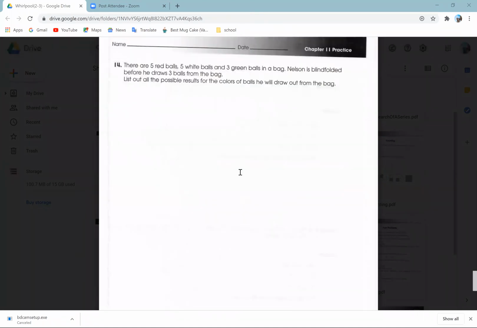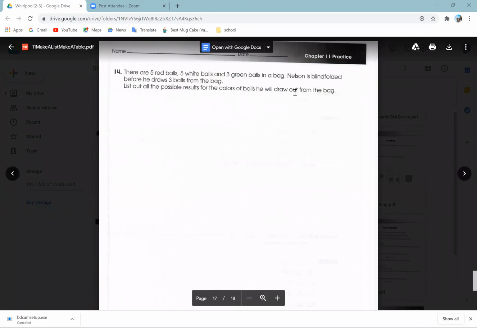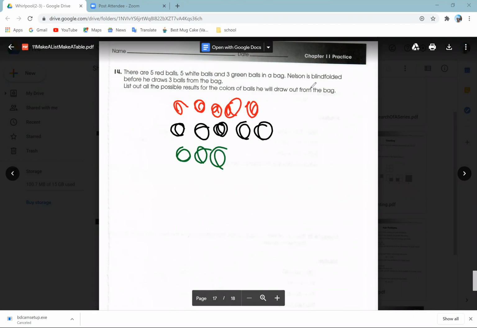And we have 2 more problems left. So 5 red balls, 5 white balls, 3 green balls. Nelson is blindfolded before he picks 3 balls. List all the possibilities. Okay, this will be fun to draw. So if you want to go ahead and draw this with me, please feel free. So first of all, we have 5 white balls, right? Or 5 red balls. I'm going to do black for white. And then I'm going to do green.